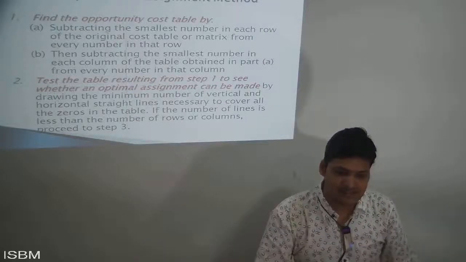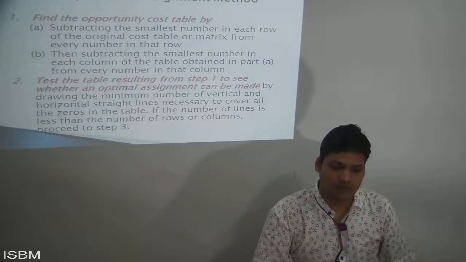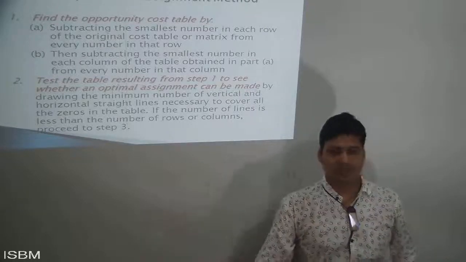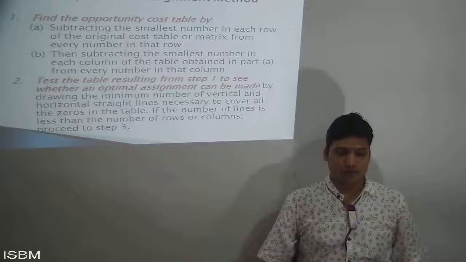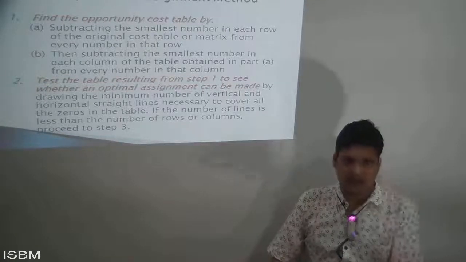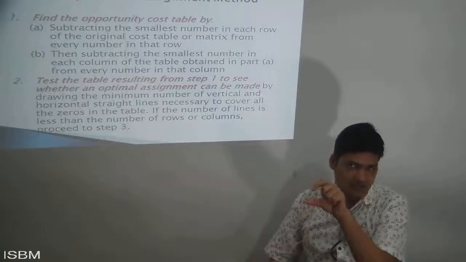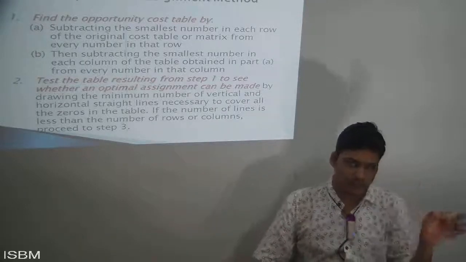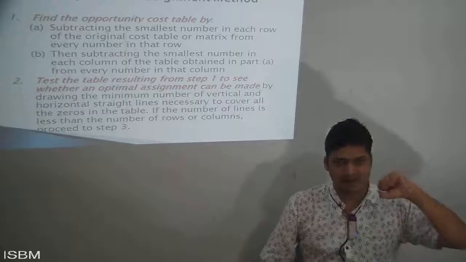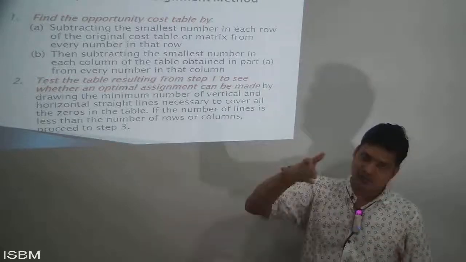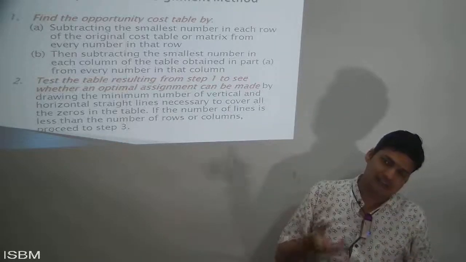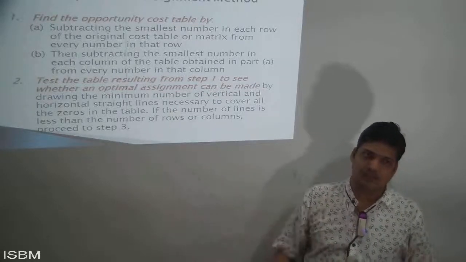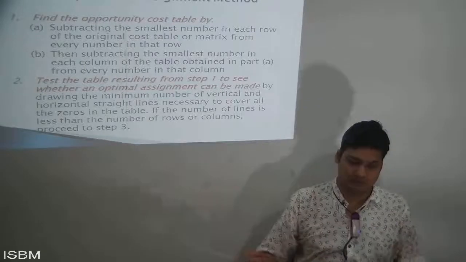If the number of lines is less than the number of rows or columns, proceed to step 3. If there is a 3 cross 3 matrix, we have to see whether we can cut at least 3 rows or columns, either row-wise or column-wise. We need at least 3 rows or 3 columns, whichever.